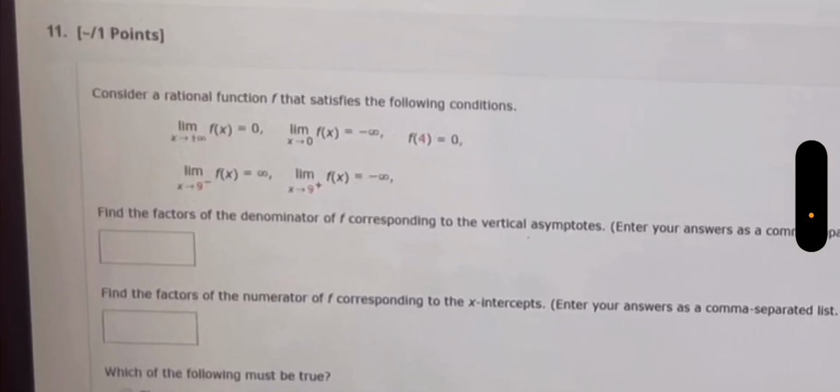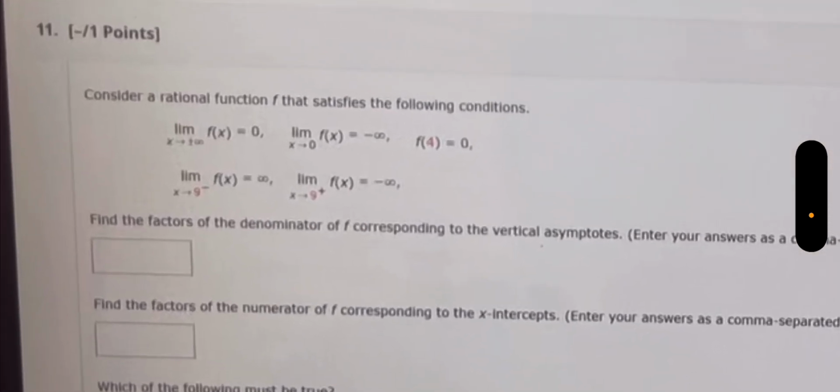So it says, consider a rational function that satisfies the following conditions. The limit as x approaches plus or minus infinity is 0. The limit as x approaches 0 is negative infinity. F of 4 equals 0. The limit as x approaches 9 from the left is infinity. The limit as x approaches 9 from the right is negative infinity. Find the factors of the denominator of f corresponding to the vertical asymptotes.